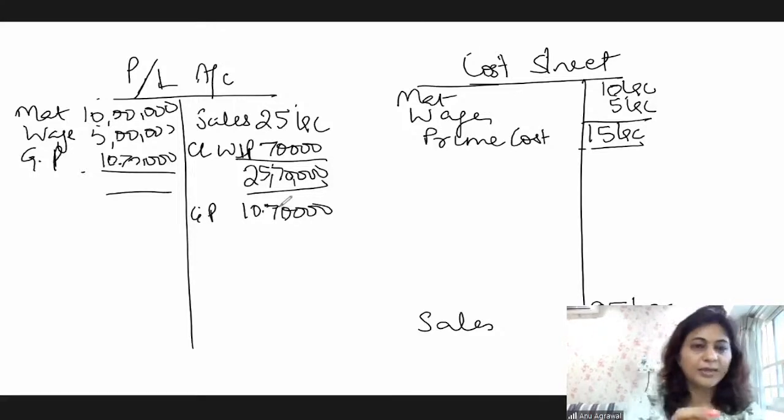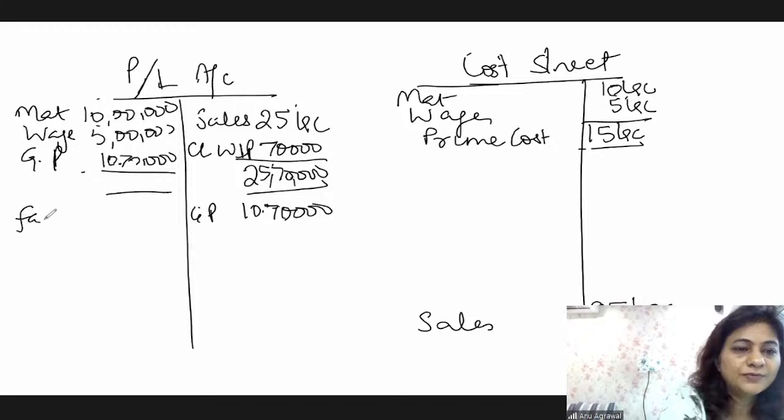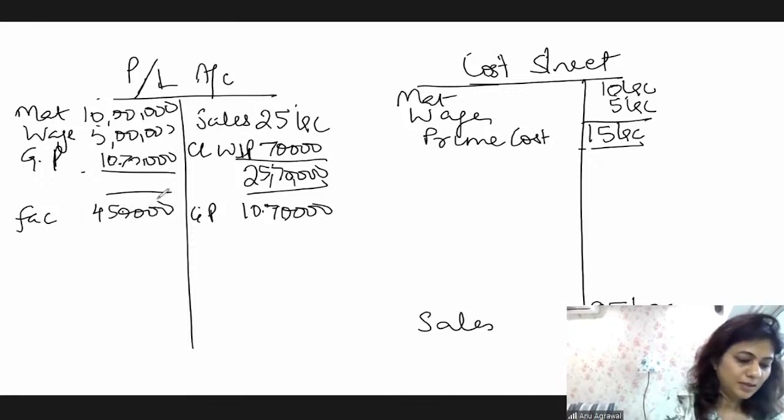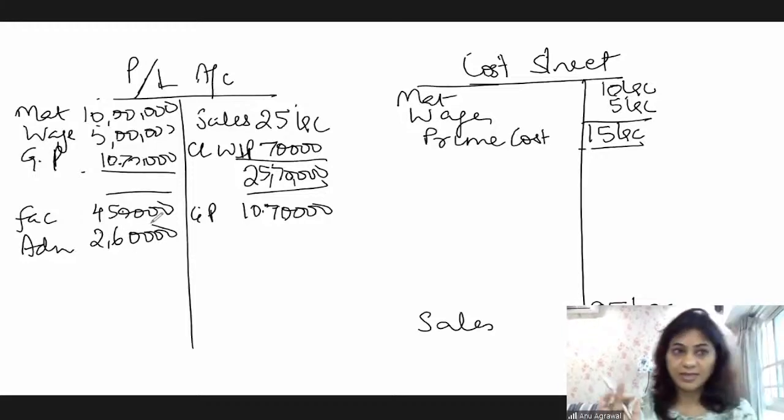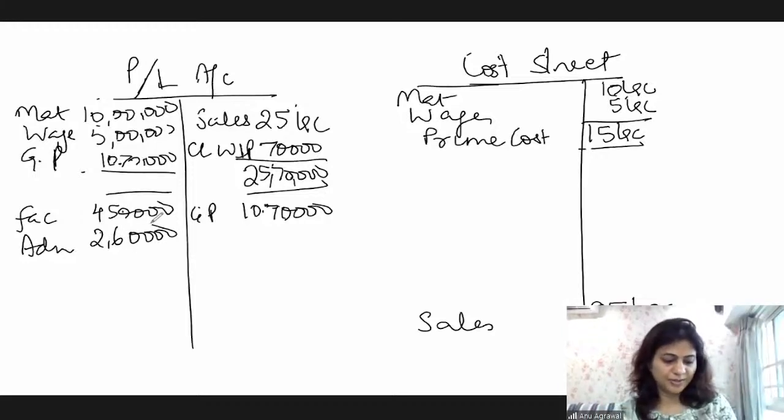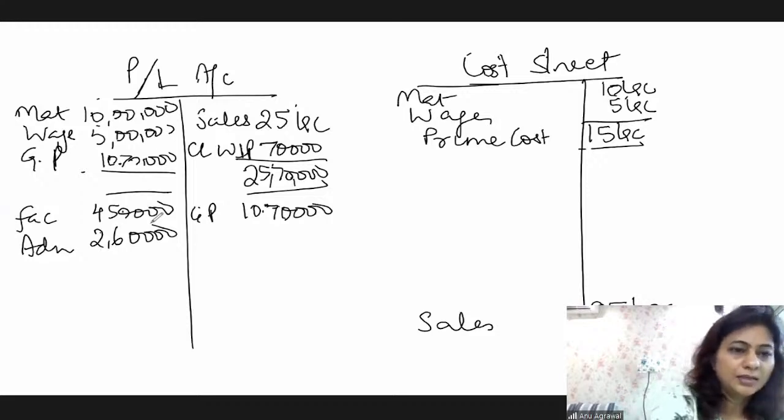Then they have told me factory overheads is 4 lakh 50,000. They have told me administration overheads is 2 lakh 60. Now see, I'm making PL accounts. I'm not bothered whether it is production related or not. Then they have got selling and distribution overheads as 1 lakh 80,000.